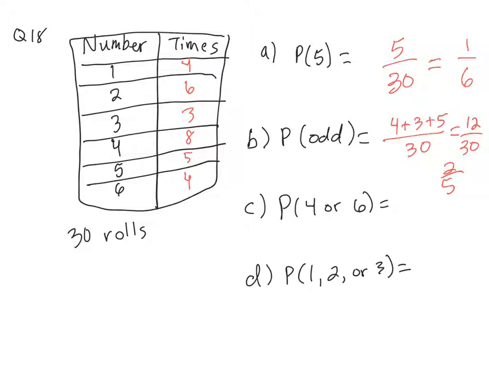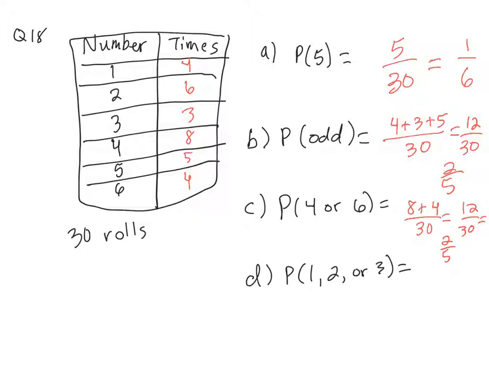The probability of rolling a 4 or 6. 4 was rolled 8 times. 6 was rolled 4 times out of a total of 30. So again, that's 12 over 30, which equals, again, 2/5.